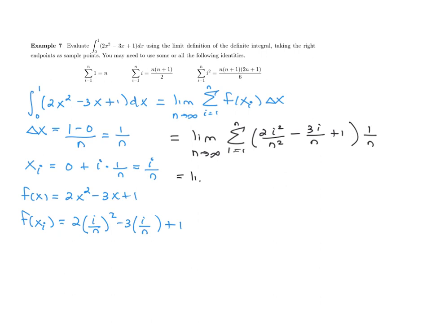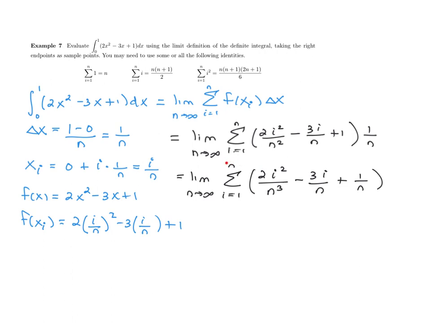And therefore, we want the limit as n approaches infinity of the sum of i going from 1 to n of, if I multiply in 1 over n, I get 2i squared over n cubed minus 3i over n plus 1 over n. This is different than the last example because now we have a difference and a sum, whereas last time we just had a single term.